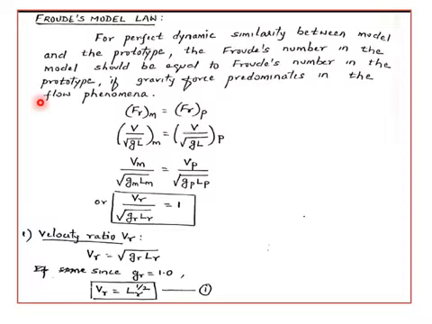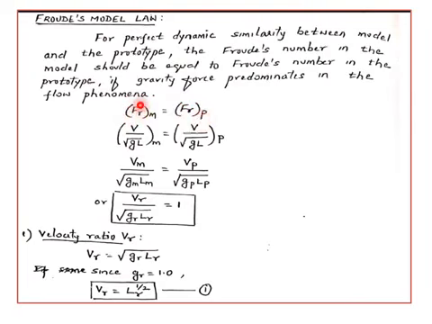Now coming to the next important model law, which is known as Froude's model law. This is used where gravity force is predominant, for example flow through spillways or flow over weirs and notches. For perfect dynamic similarity between the model and the prototype, Froude's number in the model should be equal to Froude's number in the prototype if gravity force predominates.